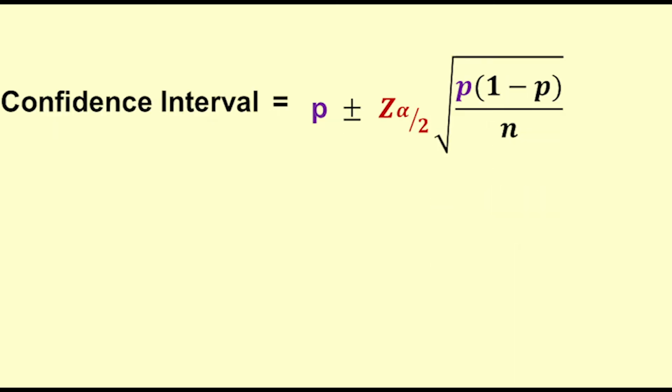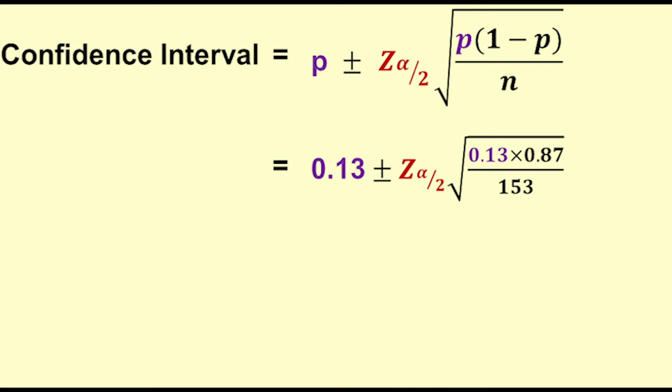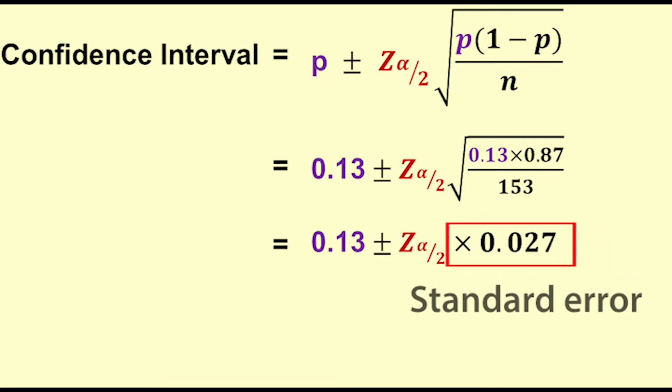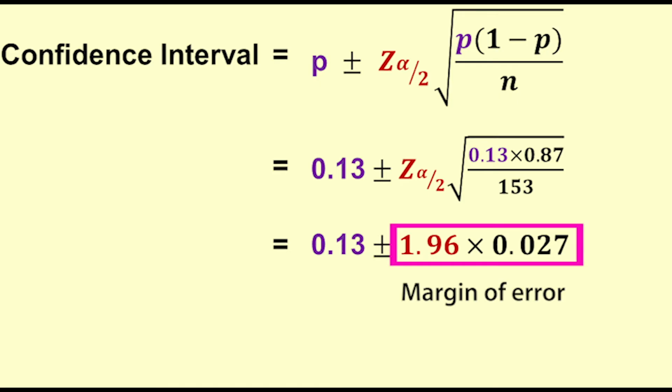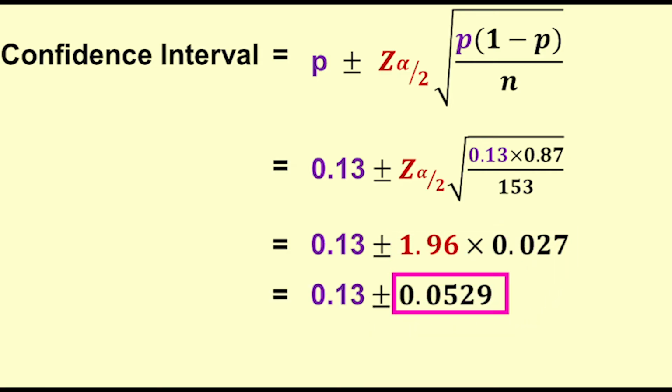We calculate the confidence interval for the population proportion using this formula. The standard error in this instance is the square root of 0.13 times 0.87 divided by 153, which comes to 0.027. This standard error is multiplied by the z value, which in this case is 1.96, to get the margin of error. The margin of error is 1.96 times 0.027, which equals 0.0529.